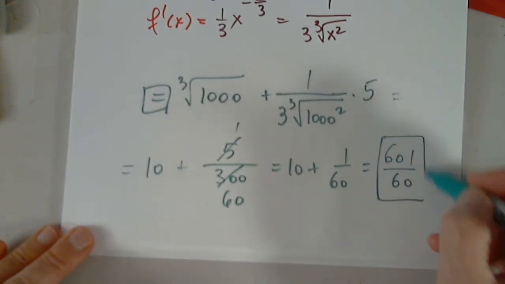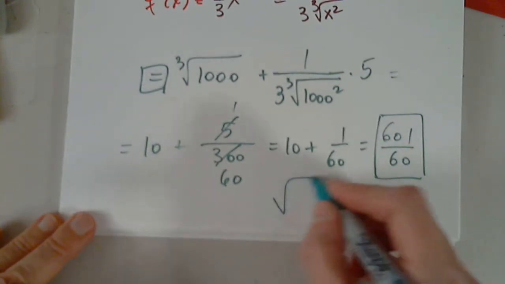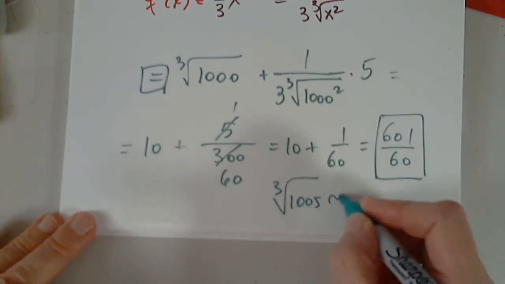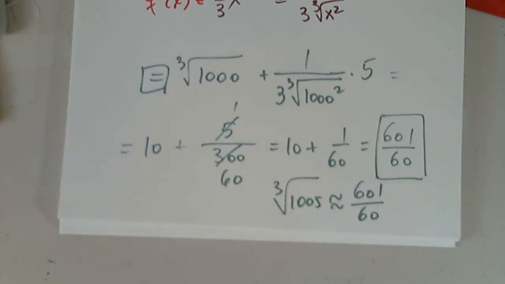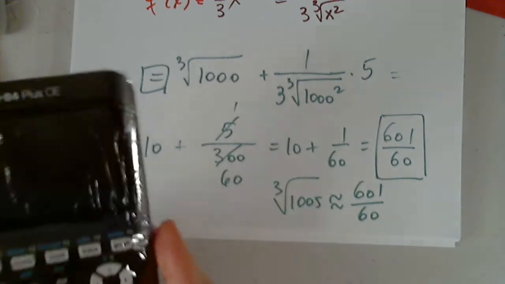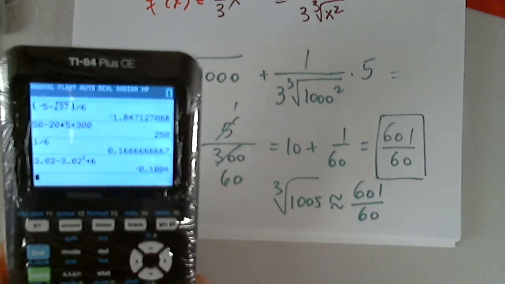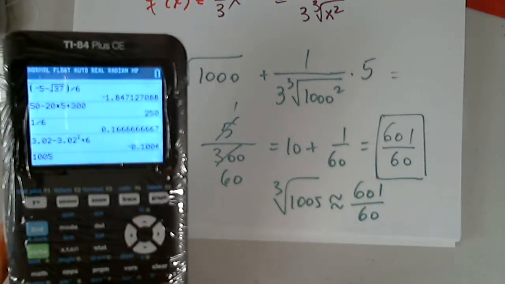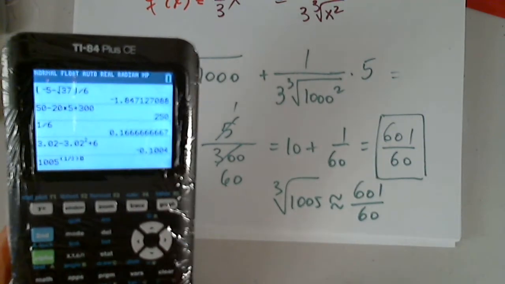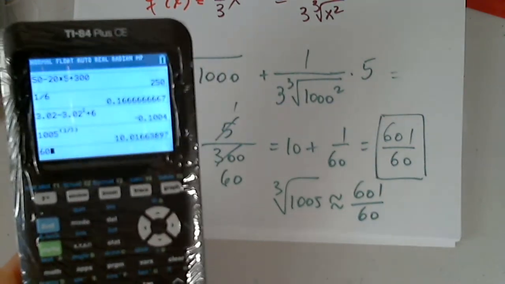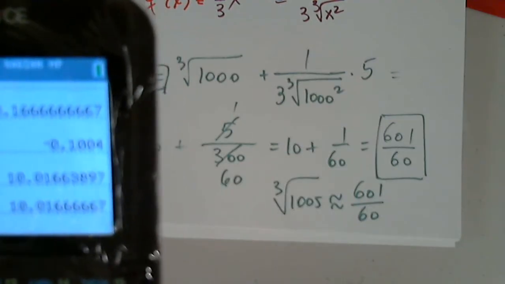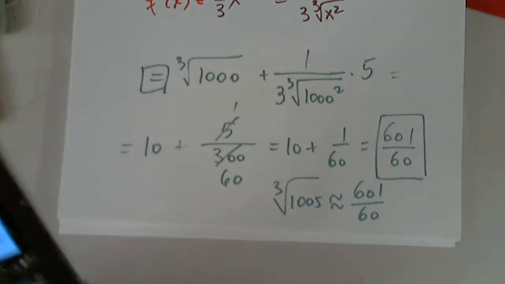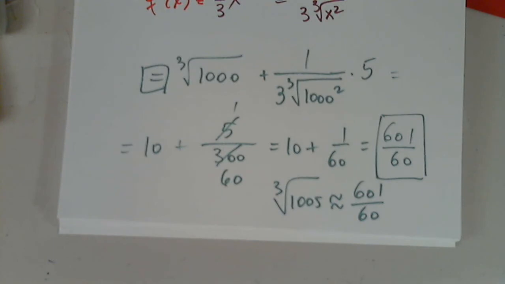I would not believe you if you told me that the cube root of 1,005 can be approximated by 601 over 60. But yes, I'm checking my work. I always do. So 1,005 raised to power 1 divided by 3. And then I have 601 divided by 60. And the error is at the 4th decimal digit. So that's how powerful calculus is.